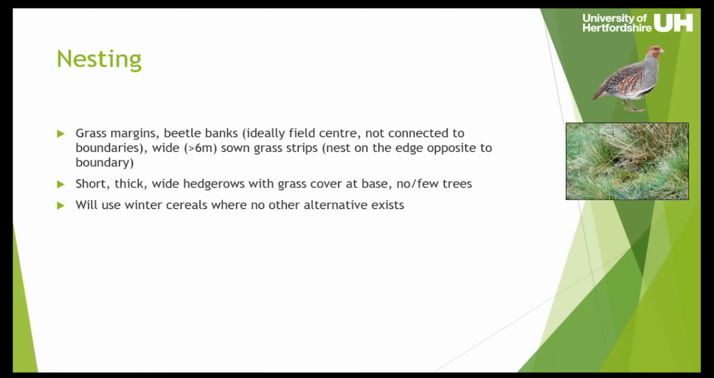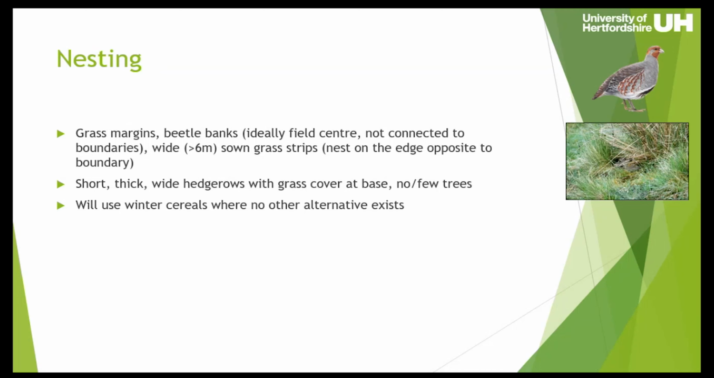Nesting. Ideally what it will have is grass margins, beetle banks, so tussocky grasses that provide plenty of cover. We're looking at a spatial element here, so you might notice that the FEAST tool has that aspect to it. Ideally, if you have these grass margins or these grass areas, they're in central field areas, not connected to boundaries. They're not linking in with boundaries that might be used as corridors by predators, for example, foxes. Or they can be wide sown grass strips. They may be on the edge of a field, but because they're wide, in excess of 6 metres, there's potential for the nest to be on the edge opposite to the boundary, so they don't get detected by predators so much. These are what we call optimal nesting habitats.